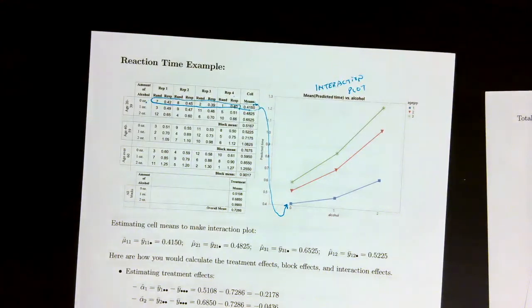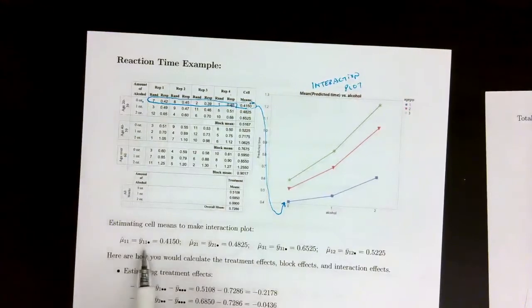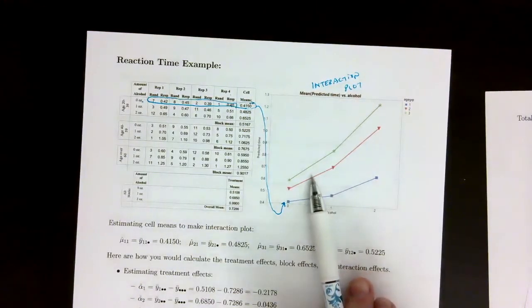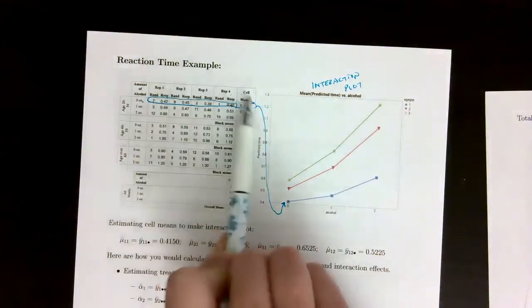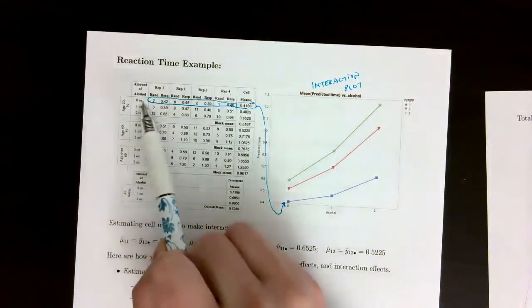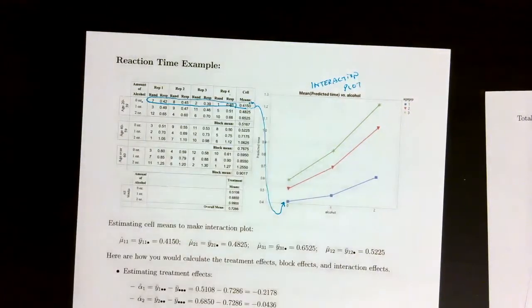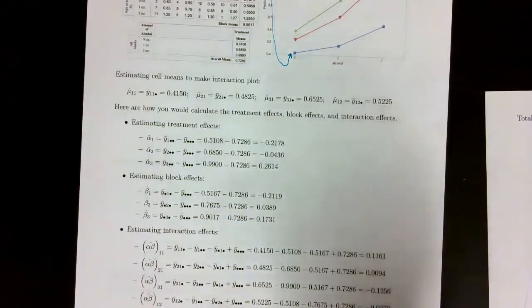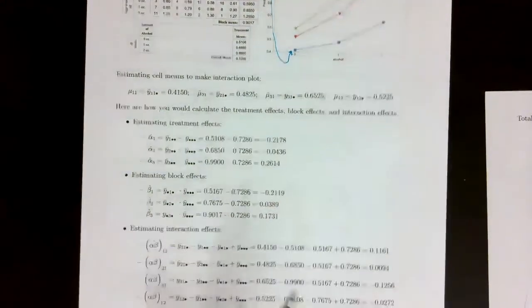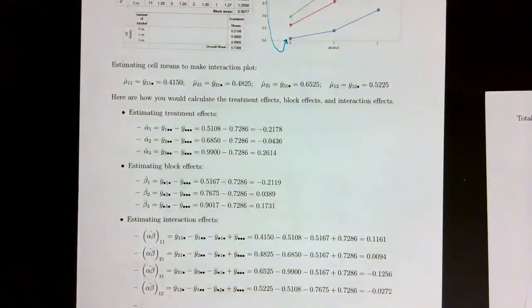All right. Here we have, again, how we're going to calculate our estimated cell means, which we plug into our interaction plot. Again, it's just averaging over the replicates given a specific treatment and block. We also have how you would calculate the treatment effects, the block effects, and interaction. I wouldn't expect you to do this by hand, but for some people, this might help make connections.